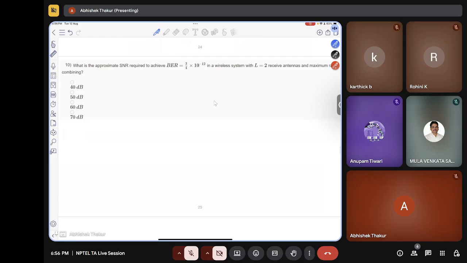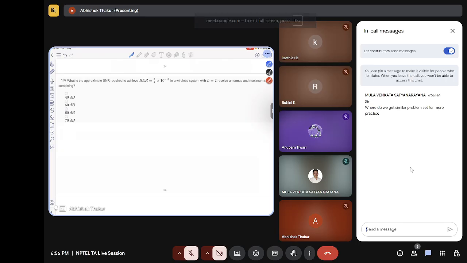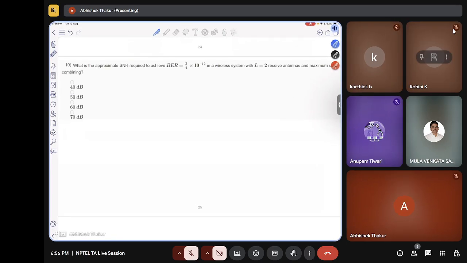Now moving to question number 10. What is the approximate SNR required to, where do we get a similar problem? Might be in the book. You can check the book of Professor Aditya Jagannathan.